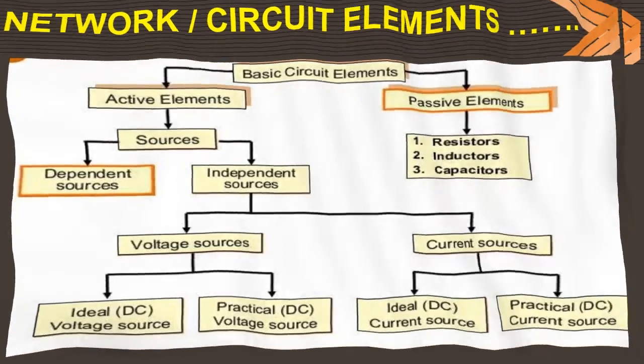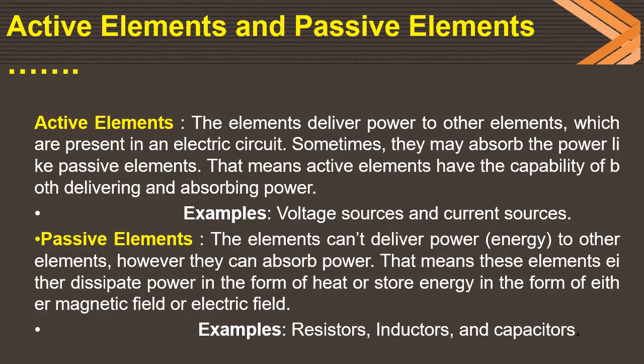Here the definitions of active and passive elements, along with examples, are mentioned. Elements which deliver power to the electric circuit are active elements, and the examples are voltage sources and current sources. Similarly, passive elements are those which cannot deliver power, that is the RLCs.